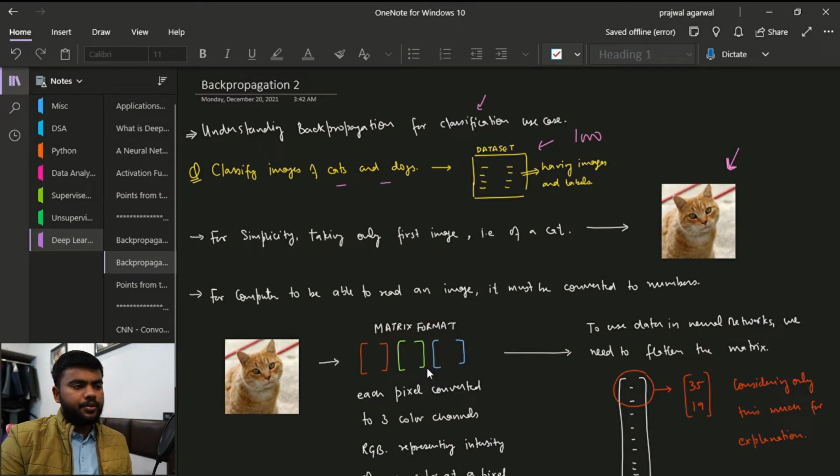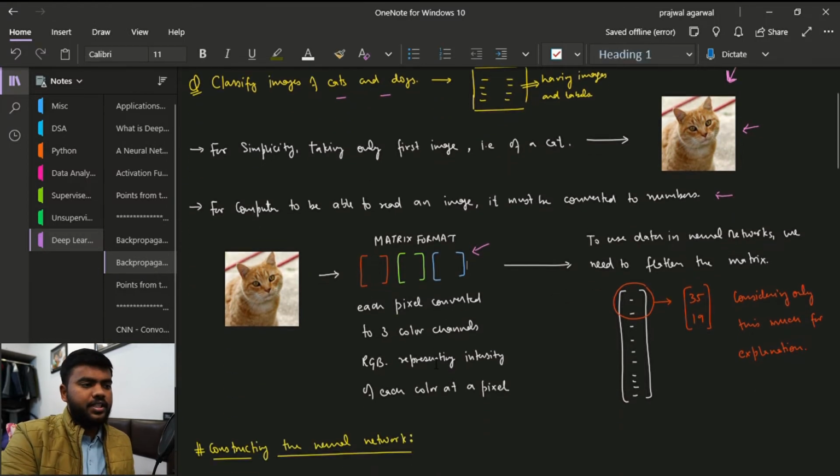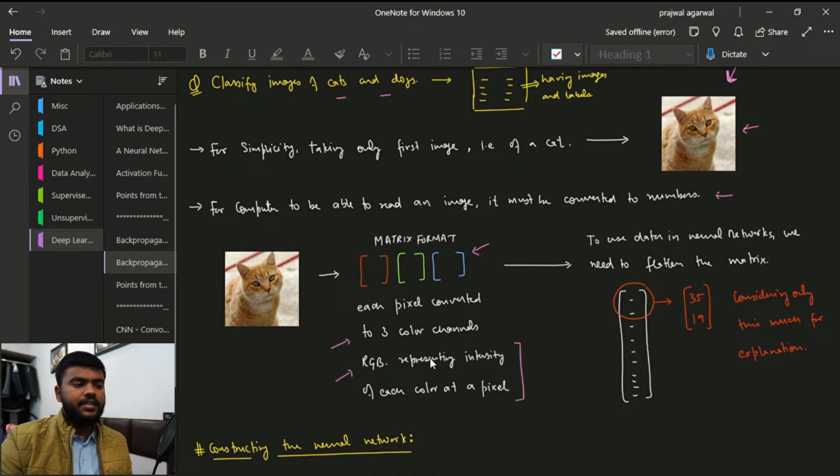Now for the computer to be able to read the image, it has to be converted into numbers. The computer does not understand the image, it can understand only numbers. So we will convert this into the pixel intensity. And since this is a color image, we will have to generate three matrices, one for each color of R, G and B. So each pixel is converted into three color channels of RGB, representing the intensity of each color at a pixel. Now as you can see, our data is in 2 dimensions.